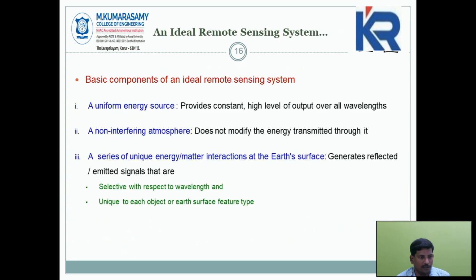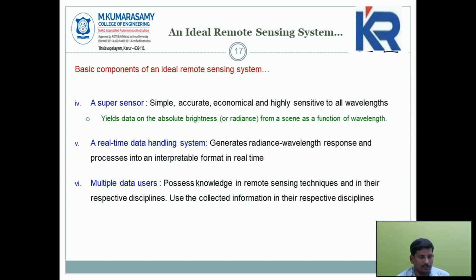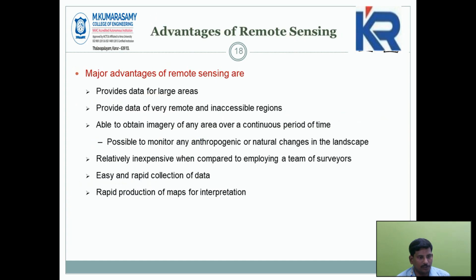So the basic components of an ideal remote sensing system are: a uniform energy source, second, a non-interfering atmosphere, third, a series of unique energy-matter interactions at the earth surface. Similarly, a super sensor, as I already told you, a real-time data handling system, then multiple data users.